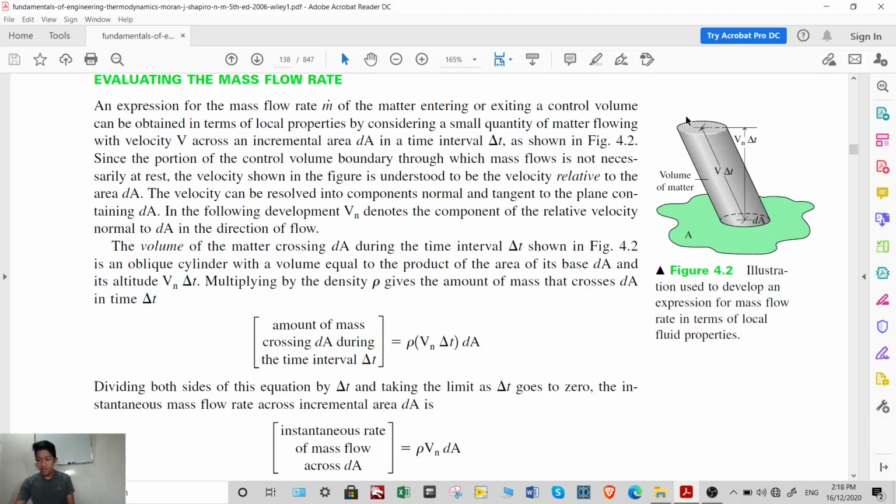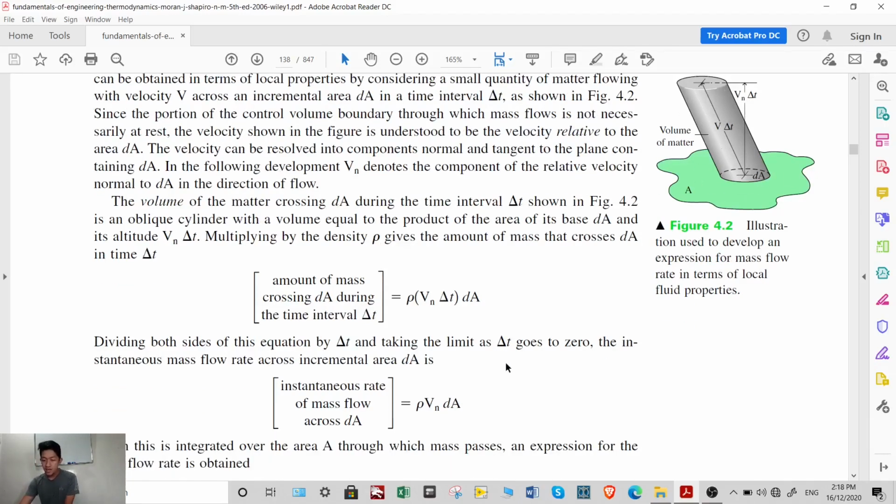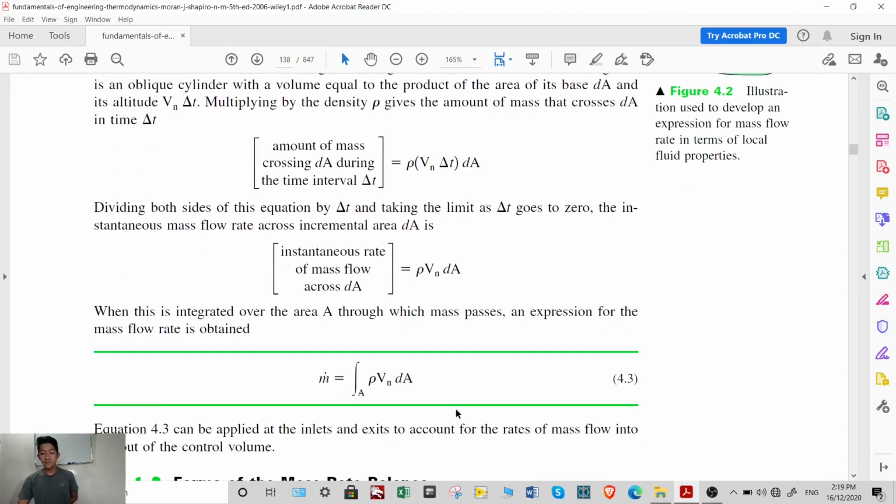Now, in this illustration, the area is slanted, so you need to get the normal component of the velocity, which is V sub n, meaning perpendicular to your area. If you multiply those two, you get the instantaneous rate of mass flow, which is just density times the normal component of velocity times the area. Again, this is in terms of the integral.